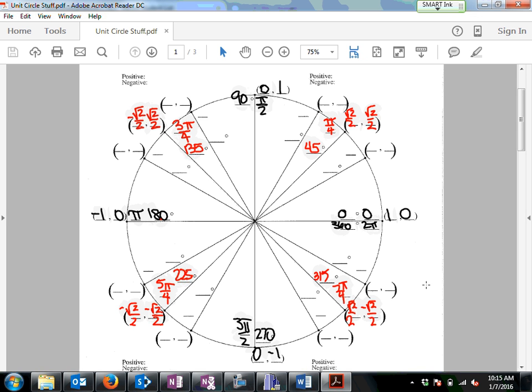We know that in the first quadrant, x and y are positive. We know that in the second quadrant, x is negative, but y is positive. In the third quadrant, x and y are both negative. And in the fourth quadrant, x is positive, y is negative. Okay? Essentially, if you know what this coordinate is, you know all 4 of these coordinates, right? It's just a matter of keeping track of where the angles are.